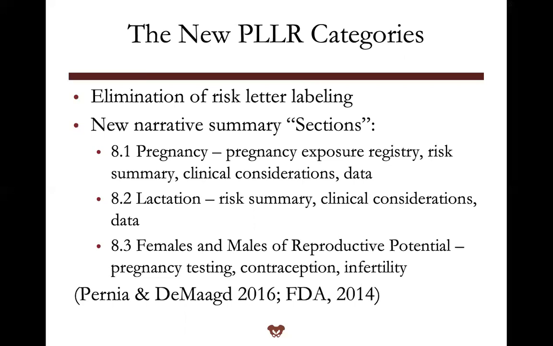In the medications labeling, they'll have this 8.1 pregnancy narrative, and then they'll have an 8.2 lactation narrative where they talk about any risk or considerations with a lactating woman. And then 8.3, females and males of reproductive potential. So now they're starting to include men in the labeling. How is this medication also going to affect fertility? Definitely when you read through these sections, they're a little more descriptive.